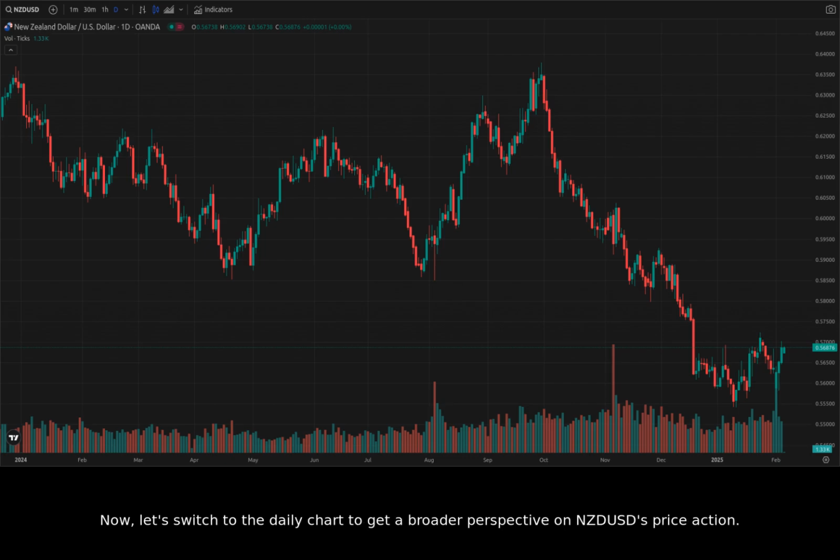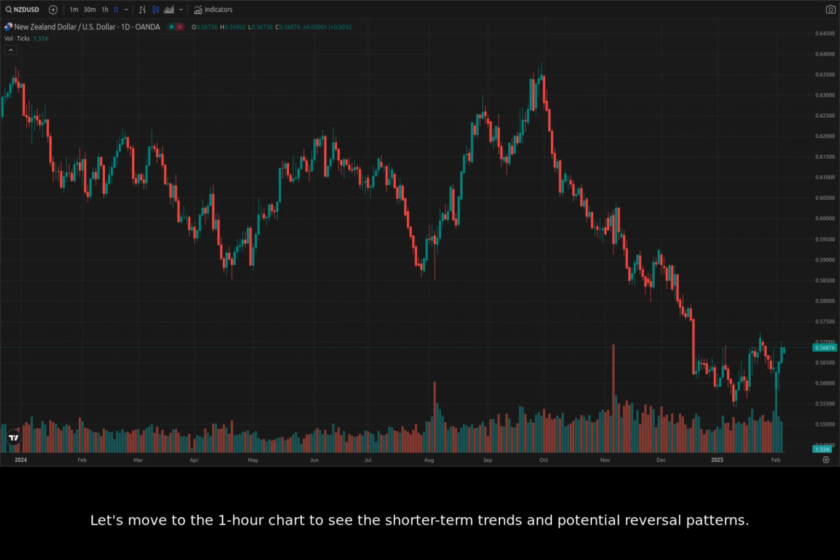Now, let's switch to the daily chart to get a broader perspective on NZDUSD's price action. Over the past few months, we've observed several key price levels that have acted as support and resistance. The 0.58 level seems to be a significant support level, while the 0.60 area has been acting as resistance.